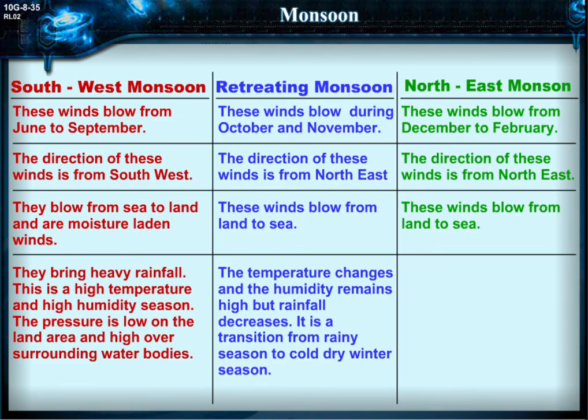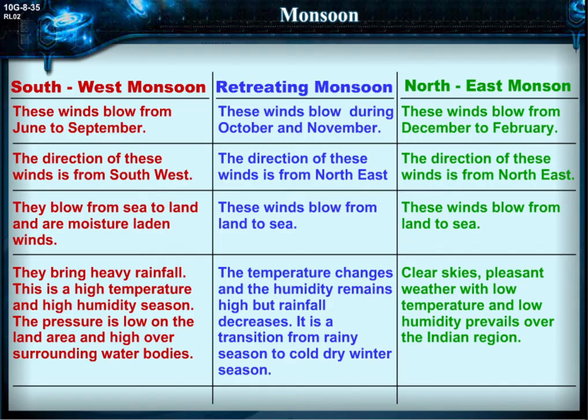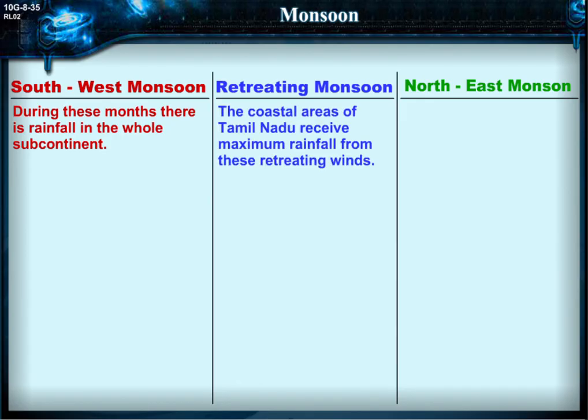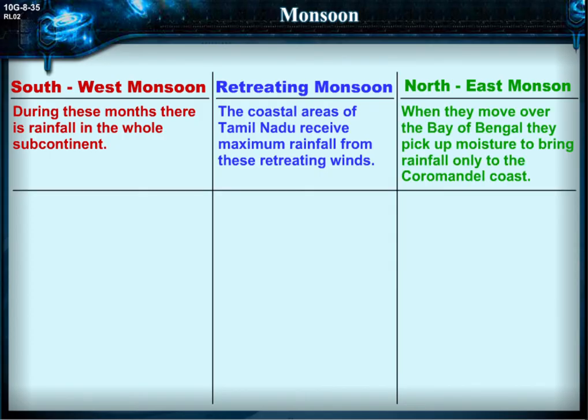For retreating monsoon, the temperature changes and the humidity remains high, but rainfall decreases. It is a transition from rainy season to cold, dry winter season. In northeast monsoon, there are clear skies, pleasant weather with low temperature and low humidity prevails over the Indian region. During the months of the southwest monsoon, there is rainfall in the whole subcontinent. The coastal areas of Tamil Nadu receive maximum rainfall from retreating monsoon winds. When northeast monsoon winds move over the Bay of Bengal, they pick up moisture to bring rainfall only to the Coromandel coast.